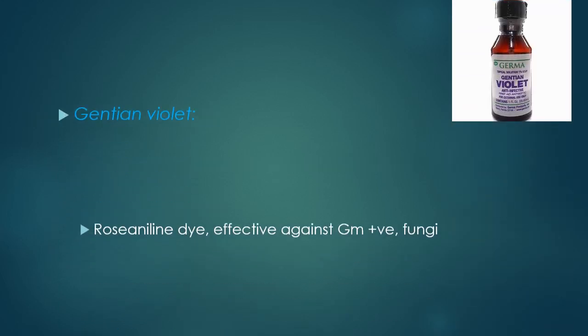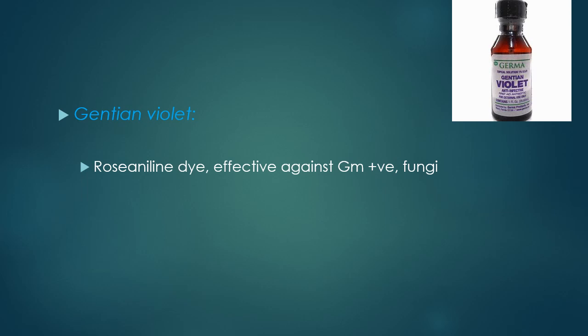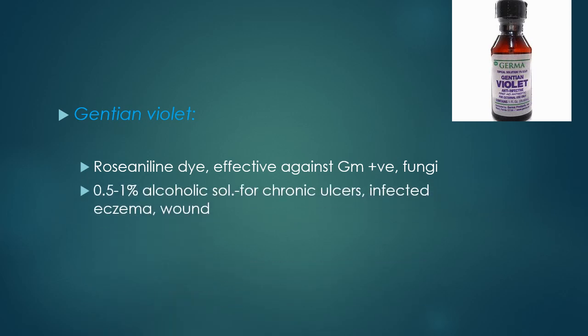Another dye is gentian violet. It is a rosaniline dye which is effective against gram-positive bacteria as well as fungi. 0.5 to 1% alcoholic solution of it is used for chronic ulcers, infected eczema and wounds. And like acriflavine dyes, staining is the major disadvantage.